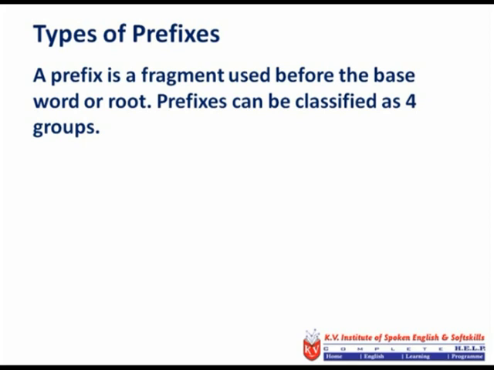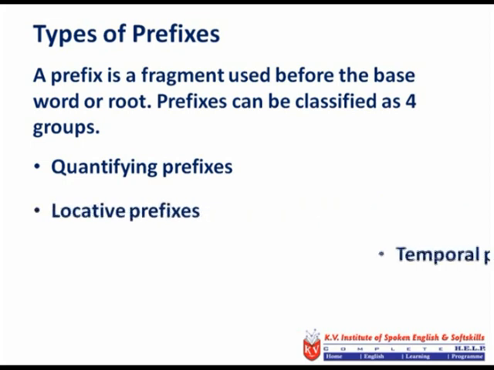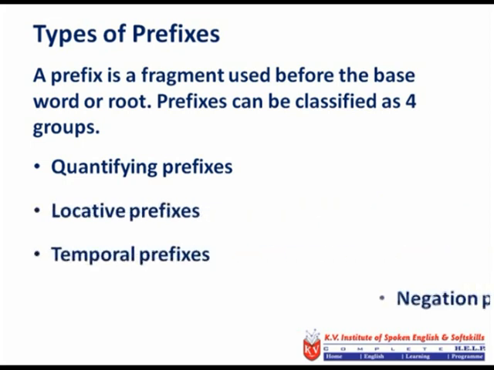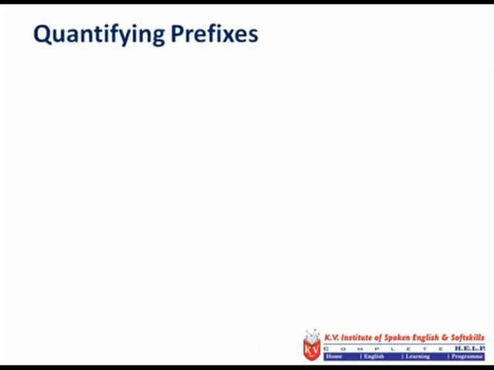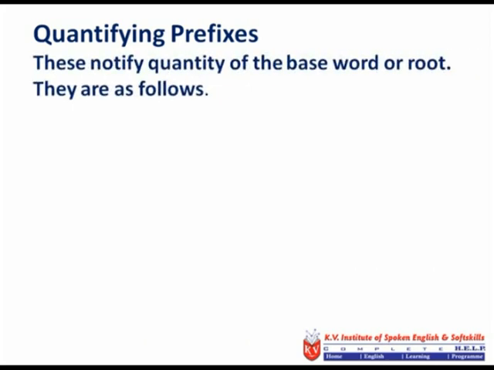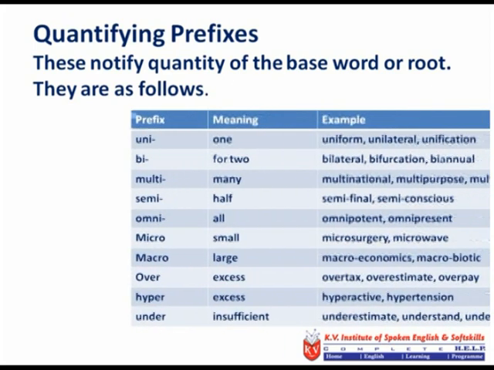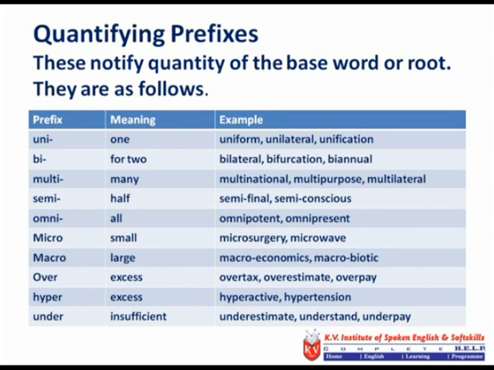Prefixes can be classified into four groups: quantifying prefixes, locative prefixes, temporal prefixes, and negation prefixes. Let's see quantifying prefixes. These prefixes notify the quantity of the base word or root. Let's see some examples. I'd be stating only a couple of examples for each prefix.